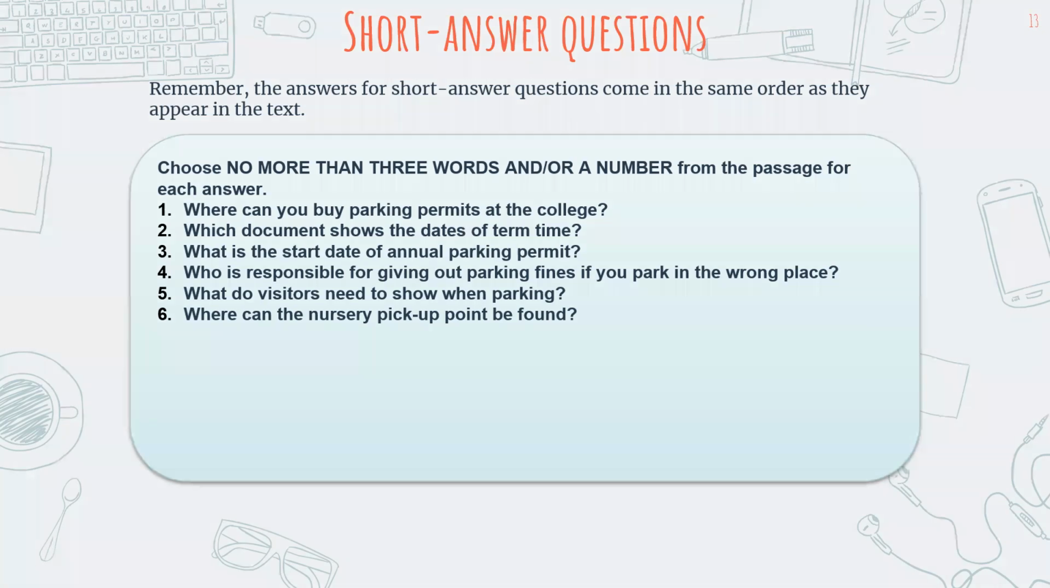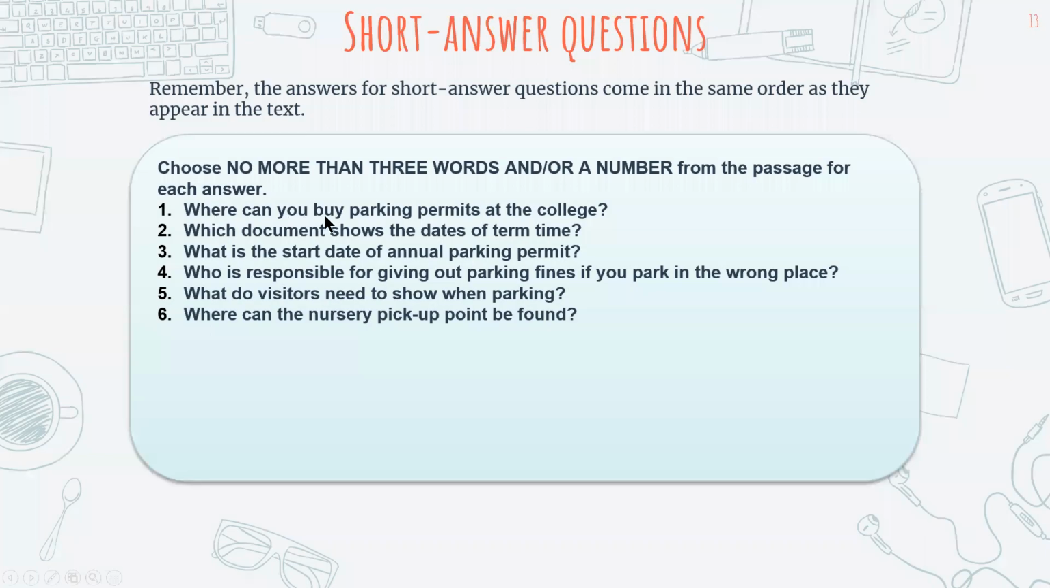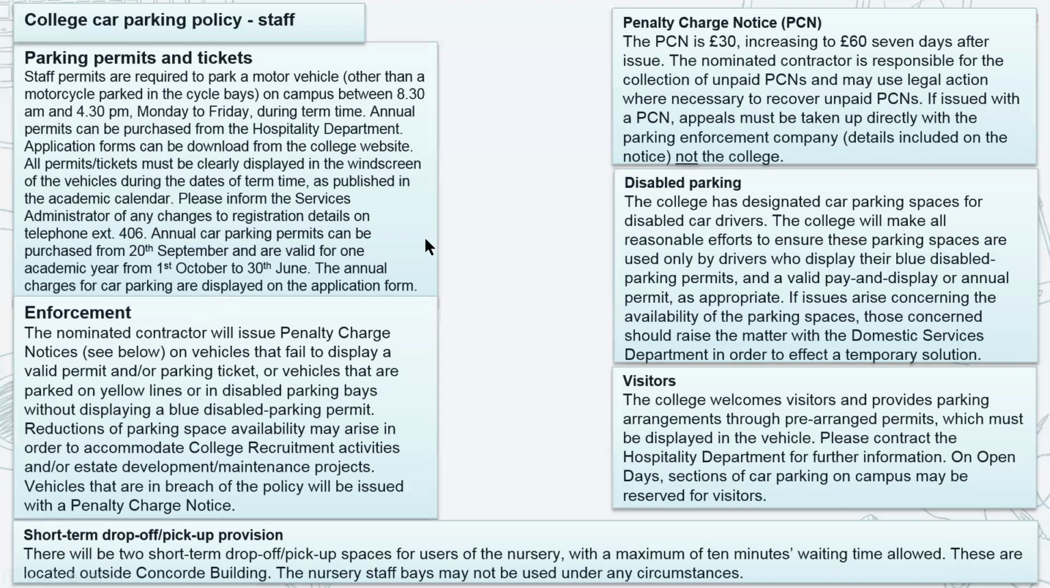Now I need to go back to the text. And actually the question here says, where can you buy parking permits at the college? We are already done with skimming. Now I need to scan the text for the first keyword. You will scan the text, okay? You will not be reading anything.